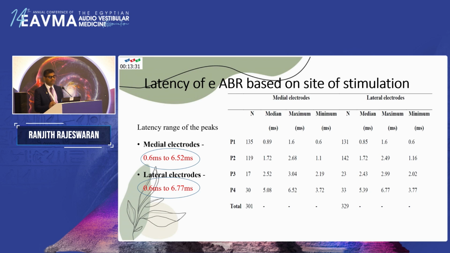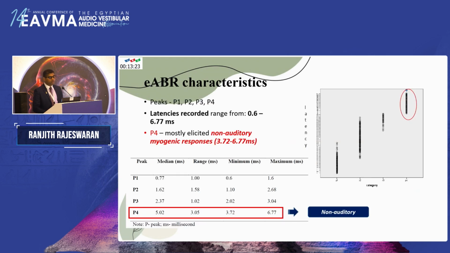Now, if you look at the latency, the minimum, the P1 is 0.6 millisecond and the P4 is 6.77 milliseconds. This is the latency range, from 0.6 to 6.77 milliseconds. If you look at the interpeak latency, the interpeak latency between P1 and P2 is less than 1 millisecond, and P2 and P3 is also less than 1 millisecond. But the interpeak latency between P3 and P4 is more than 1 millisecond. This is something very surprising for us.